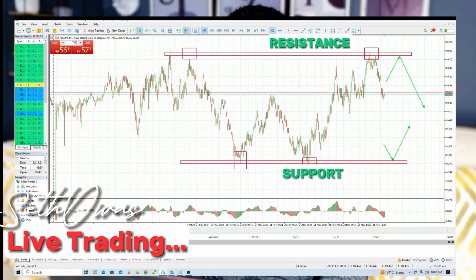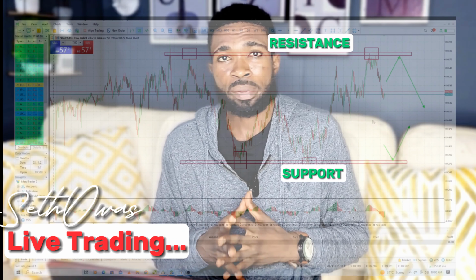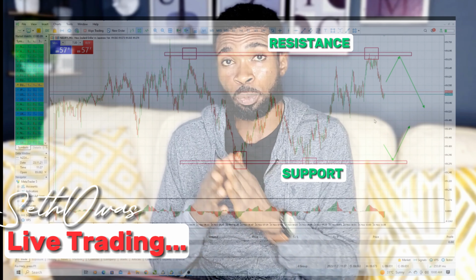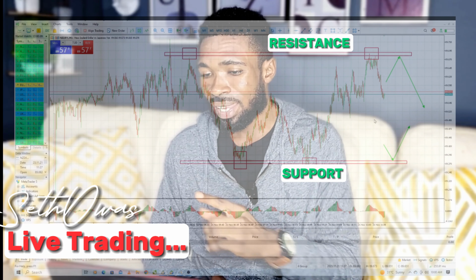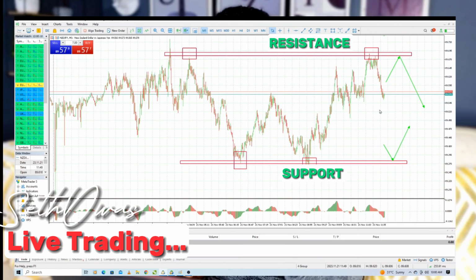So now that I have done my structures, what I have to do is know where I'm going to enter. Because just drawing the structures alone will not make you have a winning trade. You must know where you're supposed to enter. And where you're supposed to enter is the support and the resistance zones.